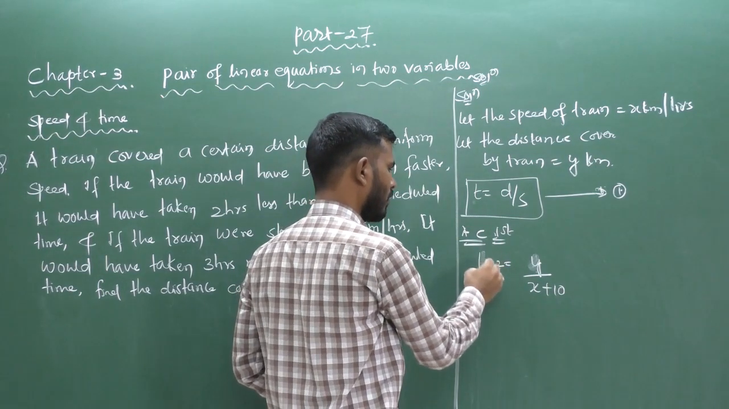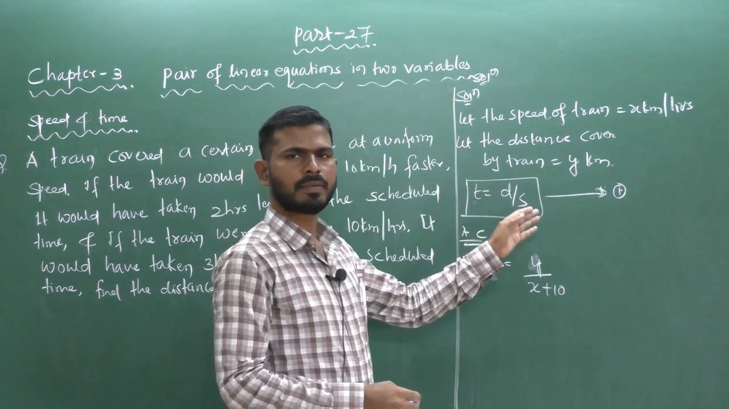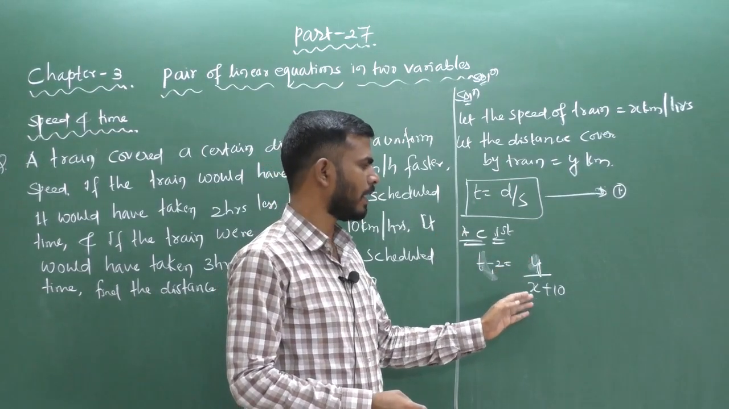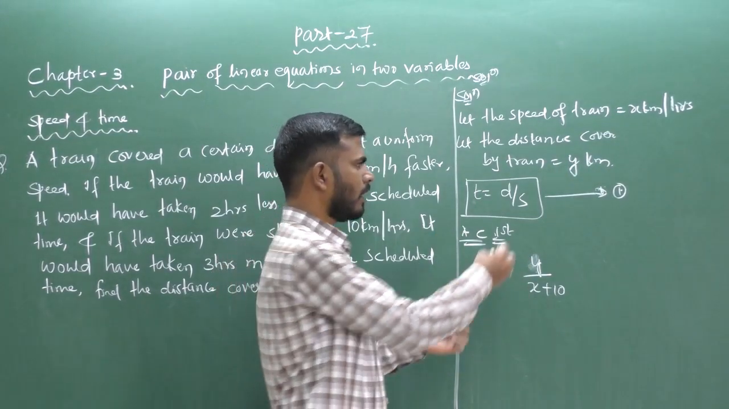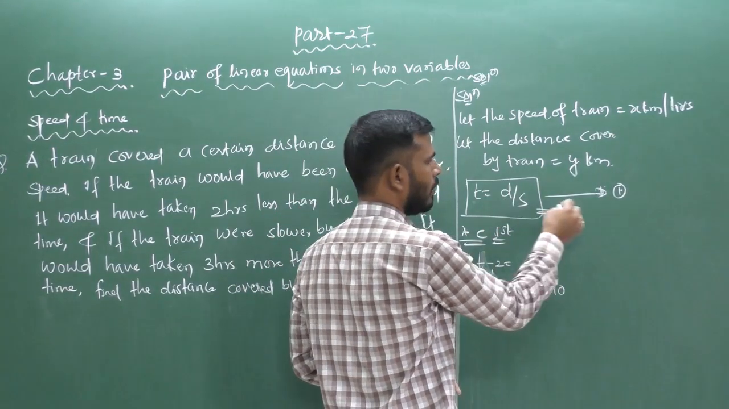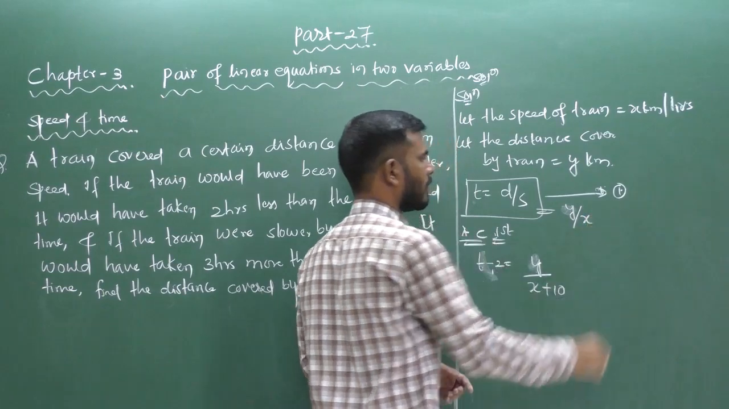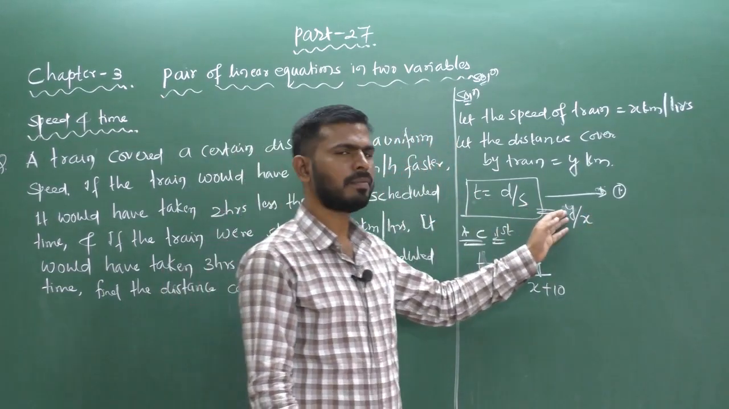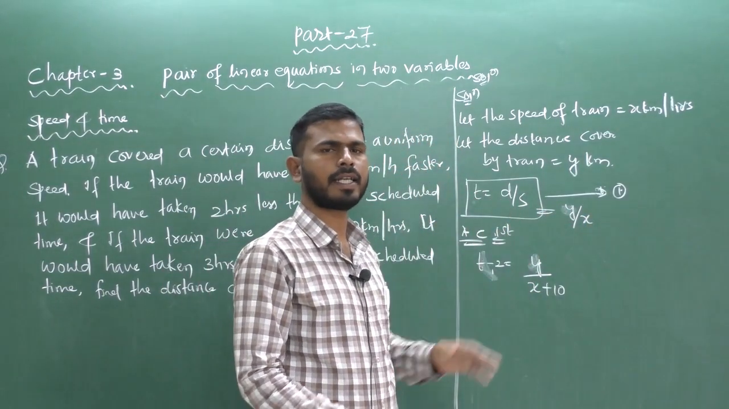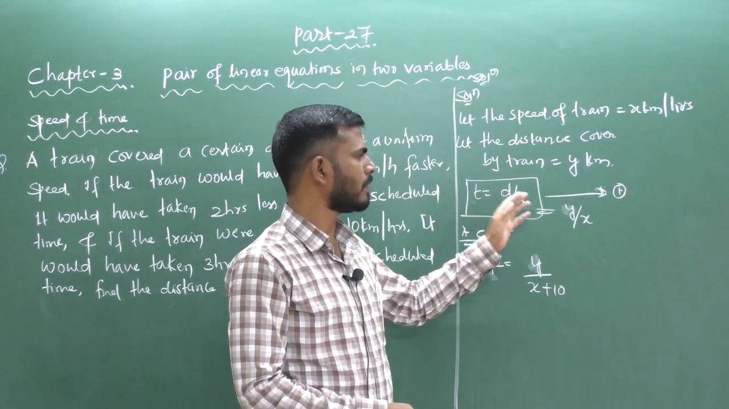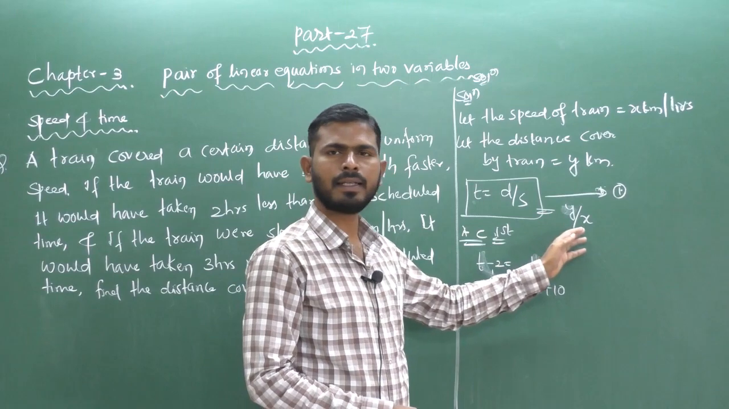Sorry, this one is t only. T equal to distance by time. T minus 2 equal to y divided by x plus y. So here, you can take d means y, speed means x. So time equal to y by x also you can consider. So time equal to distance by speed. Distance we consider y, speed we consider x.